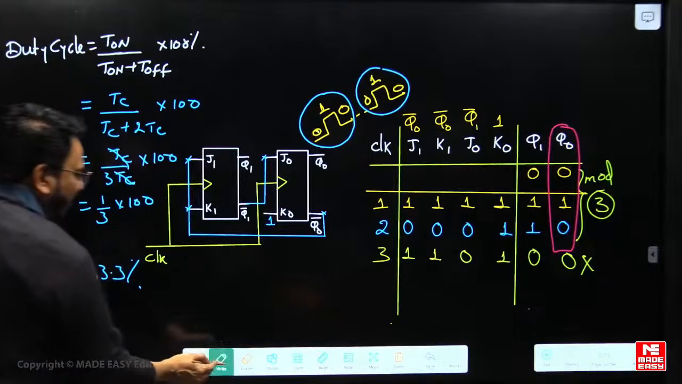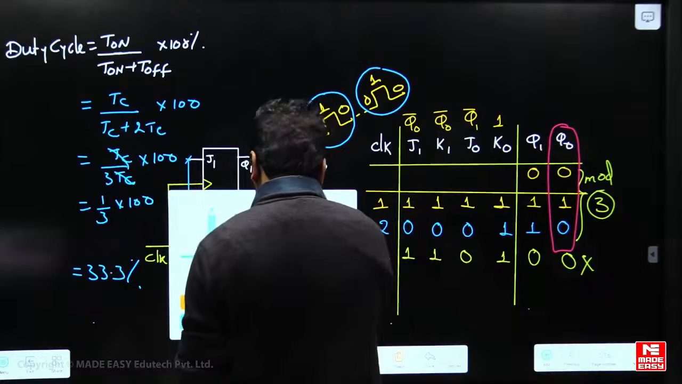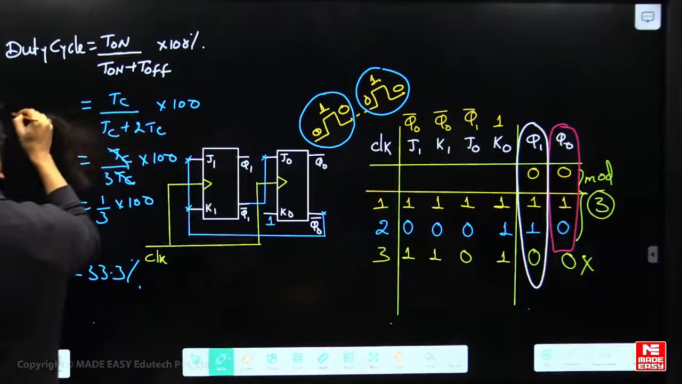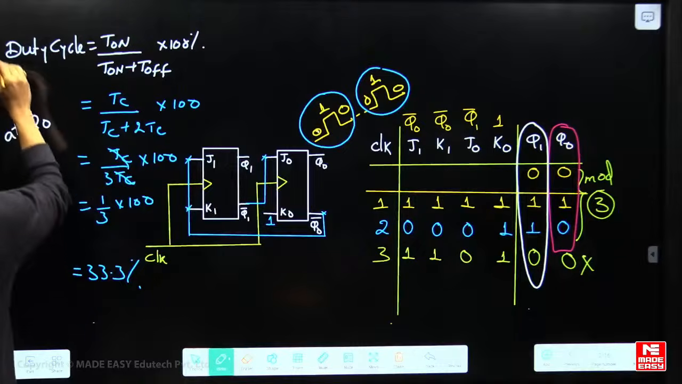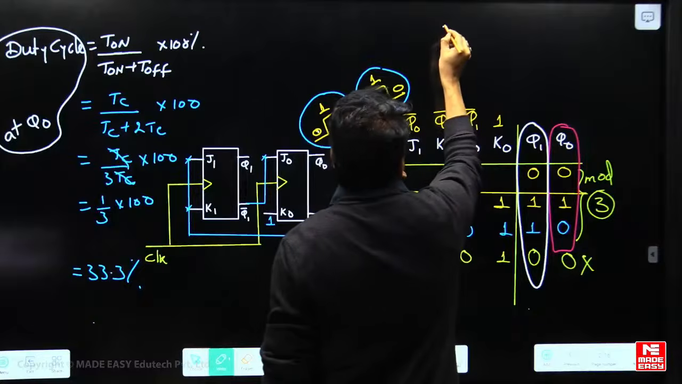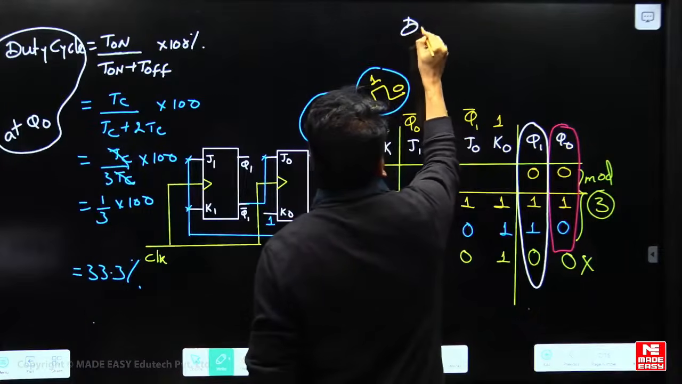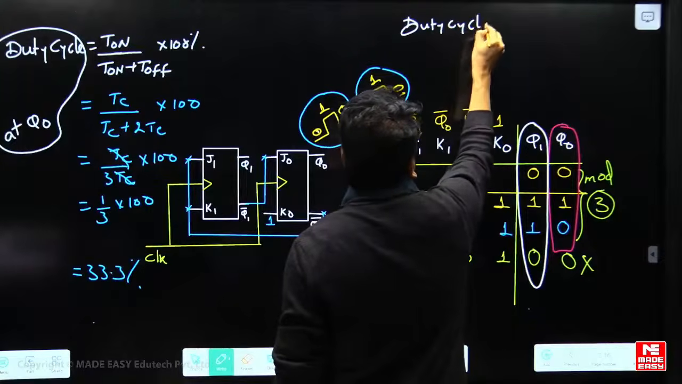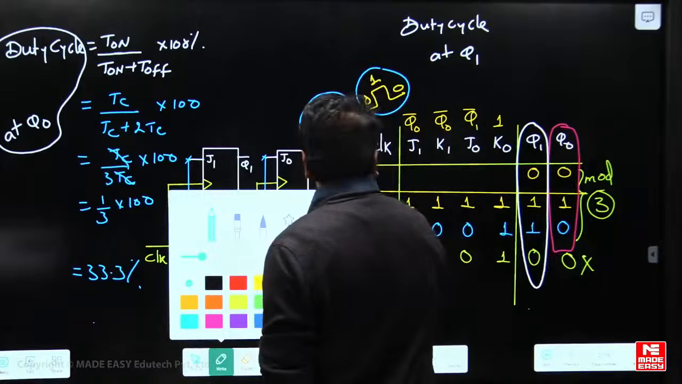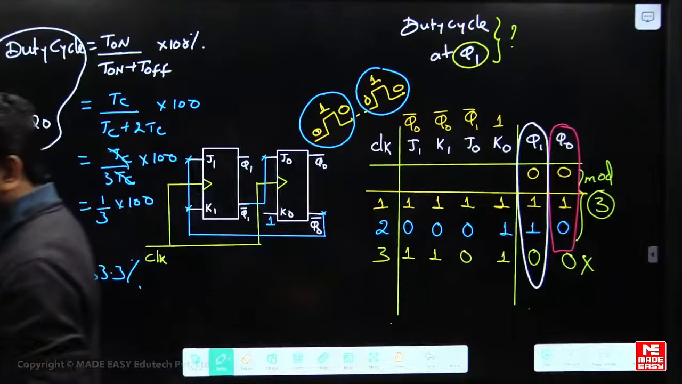Now in the same manner, if they are asking the duty cycle at Q1, like the duty cycle at Q0, now you calculate and tell me how much it is at Q1.